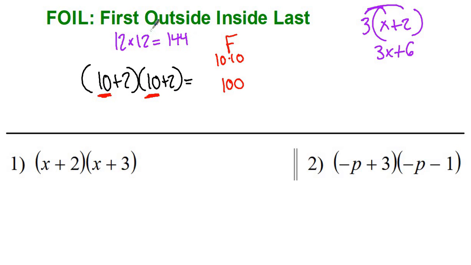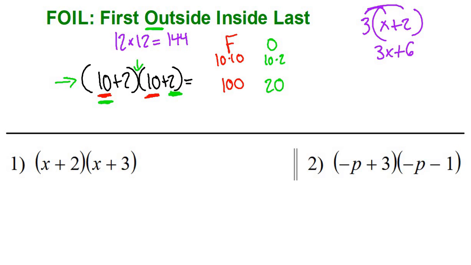So the outside terms, O stands for outside. If you look at this first parentheses, the 10 is on the outside compared to the 2. The 2 is on the inside, in the inner part of this. The 10 is out here, it's on the outside. And over here, the 2 is on the outside of that parentheses. So the outside terms, 10 times 2, and that would be 20.